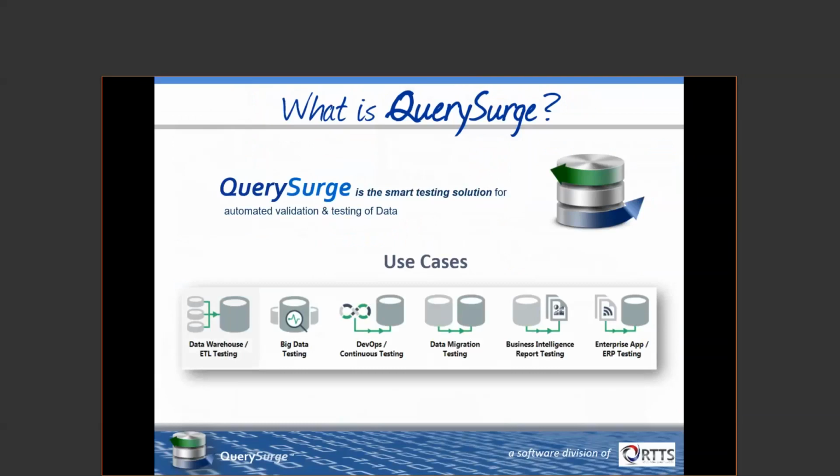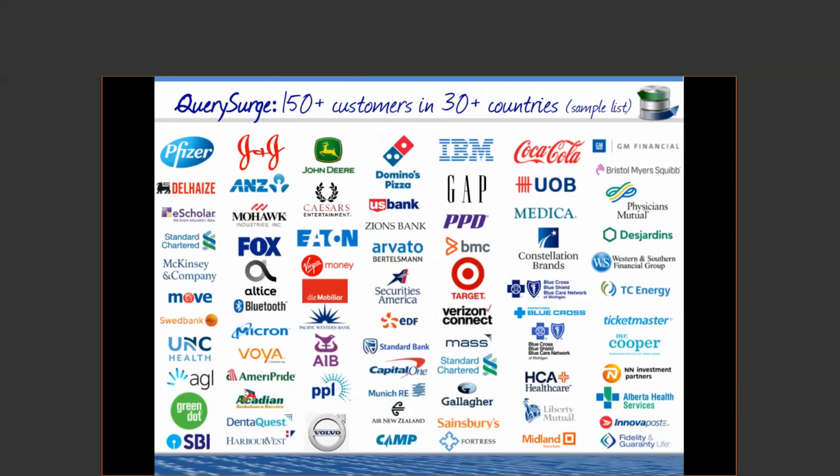Our use cases are listed here: data warehouse testing, big data testing, DevOps and continuous testing, data migration testing, BI report testing, as well as enterprise app and ERP testing. QuerySurge has over 150 customers in 30 different countries. You can see some of the customers listed here. One of the things I always like to point out is it really spans across all different vertical markets, and all these different organizations chose QuerySurge as their solution for automating the testing of their data.